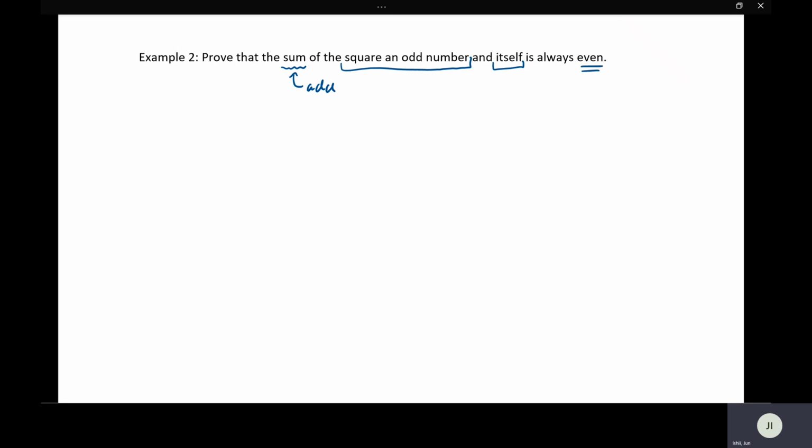So first off, what I'm going to do here is assign the variables. I'm going to let x be an integer.